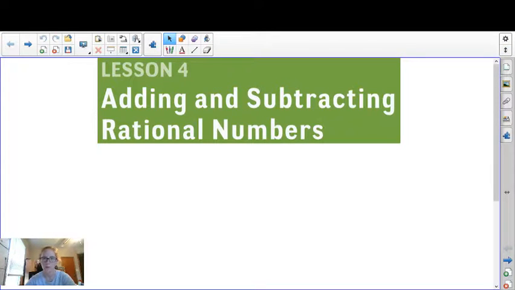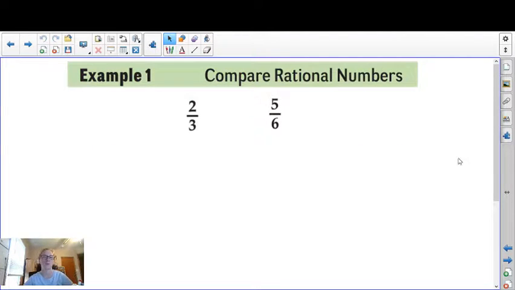Hello, Algebra 1. Today we're going to talk about adding and subtracting rational numbers. Before we can begin in that, we're going to compare some so we remember how to do that. Because, hey, who doesn't like comparing? Comparison? I can talk real good.